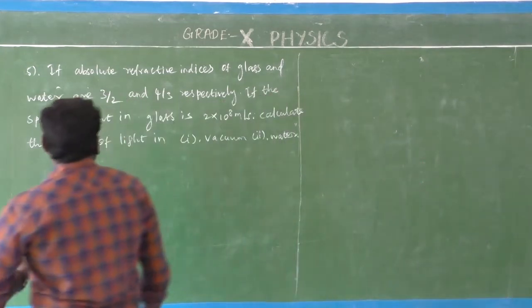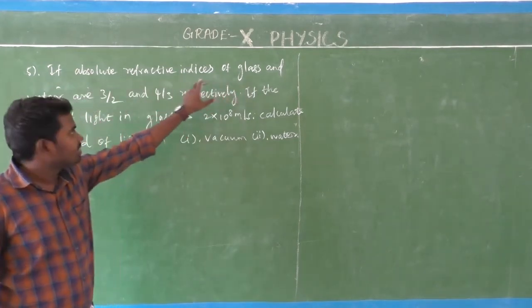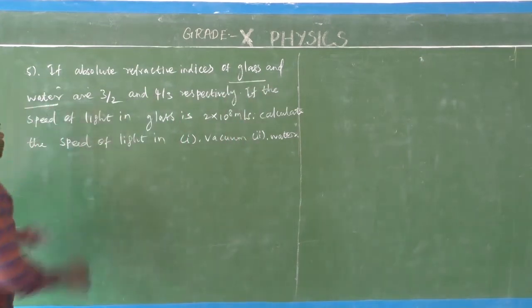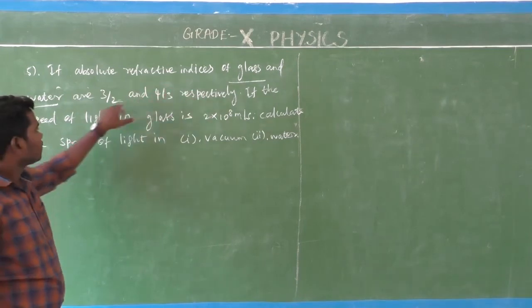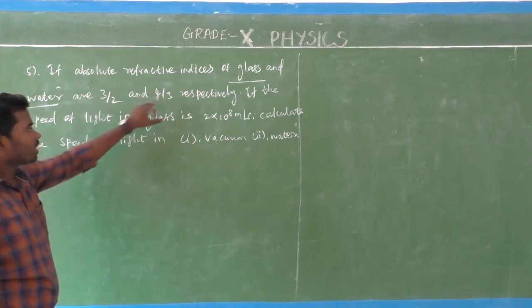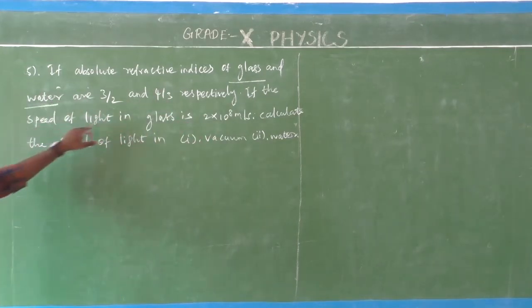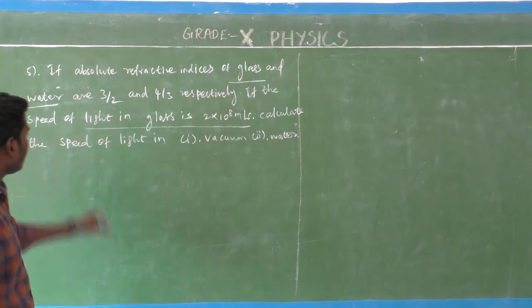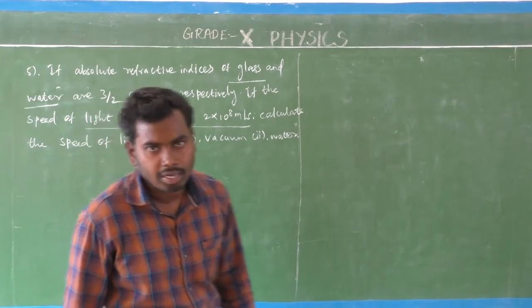So listen. What is the question, sir? If the absolute refractive indices, because of plural, of glass and water are 3/2 and 4/3. Absolute refractive index of glass with respect to vacuum is 3/2. Absolute refractive index of water with respect to vacuum is 4/3. So if the speed of light in glass is 2 into 10 to the power of 8 meter per second, then find out the speed of light in vacuum and water. It's a very important question.